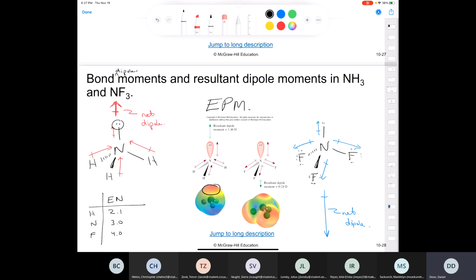Whereas in the nitrogen trifluoride, not only do you have electron density down by the fluorines because it's the most electronegative element on the periodic table, but you also have some electron density on that lone pair as well. But again, the main take-home message from this slide is that ammonia's net dipole is going up in this direction, and the net dipole for nitrogen trifluoride is going in the opposite direction. Why? Because of the difference in electronegativity between hydrogen and fluorine.